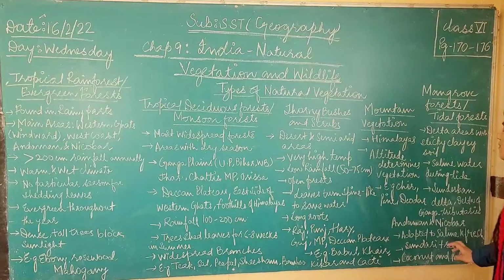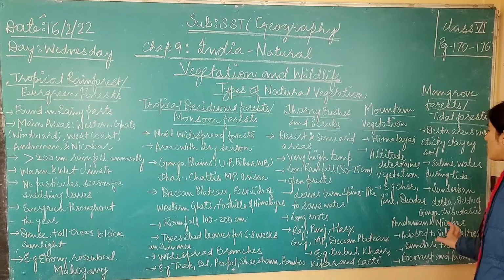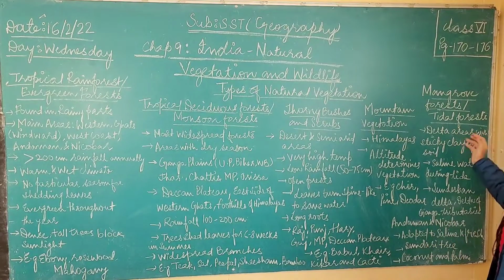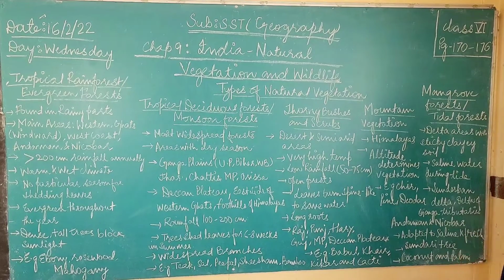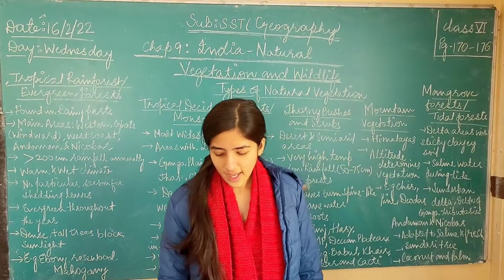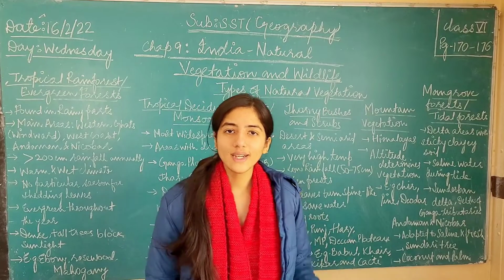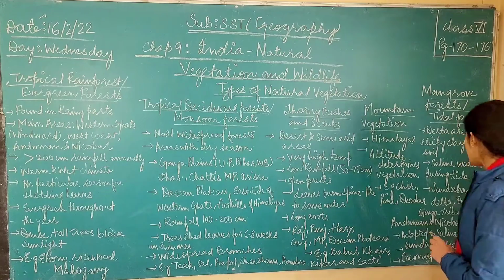There is a special type of tree found in these forests known as the Sundari tree. The Sundari tree is the tree because of which the delta region is named Sundarban Delta. Some of the important examples of trees found in the mangrove forest are coconut and palm. Coconut and palm trees are found in areas which have sandy and salty soil.